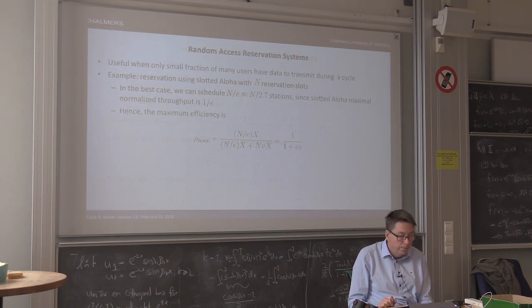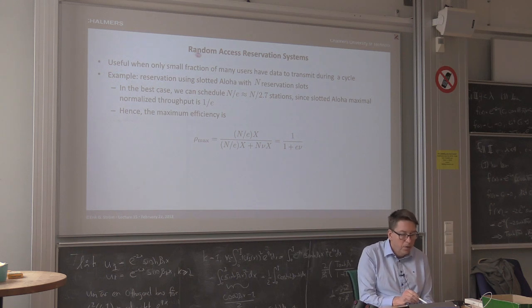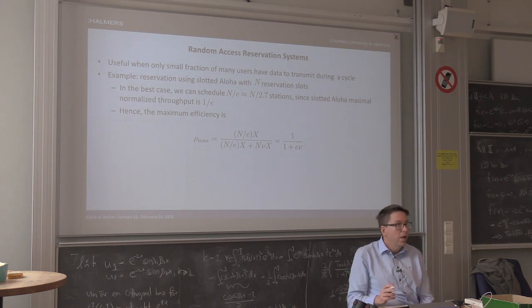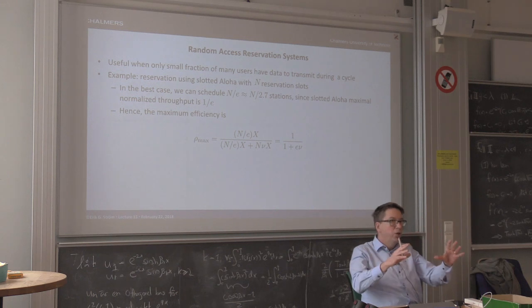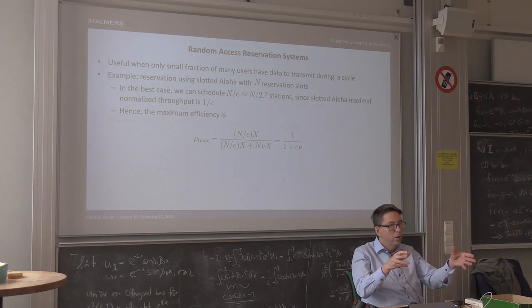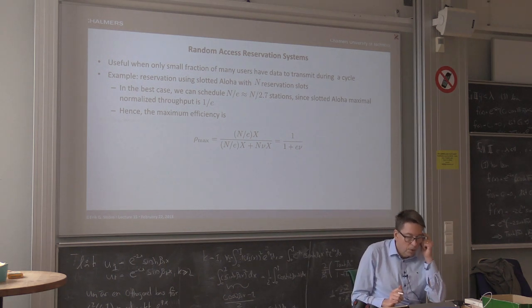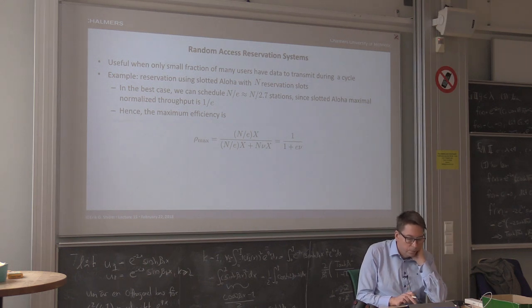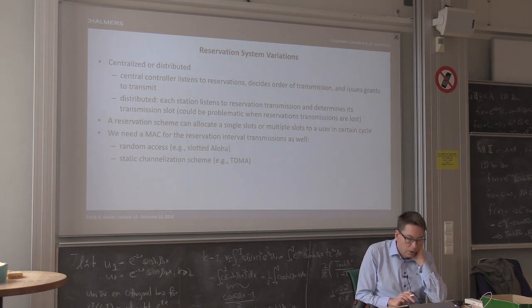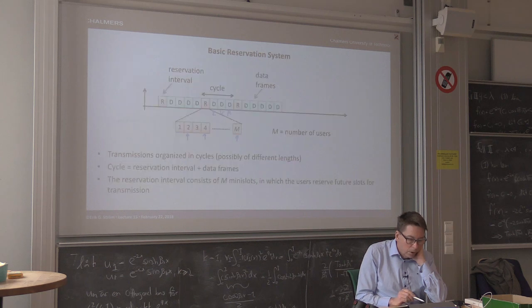Okay, we continue. Now, suppose we have this random access reservation system. So that means that during the reservation interval, we use Aloha or CSMA or something like that in order to do the reservations. So what is that? Why is this good? Well, it's actually good in the situation where the idea here is that we would like to limit this interval here.